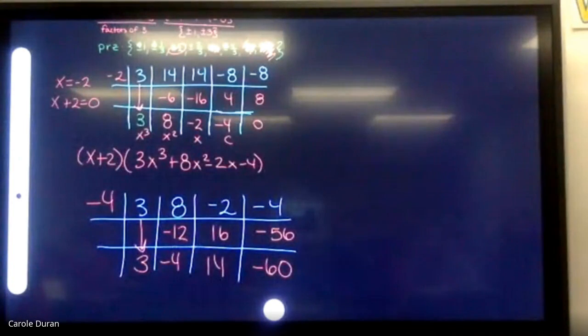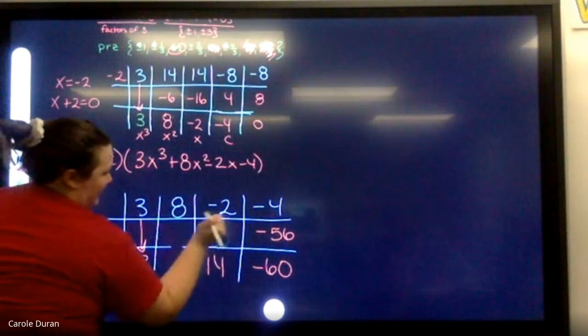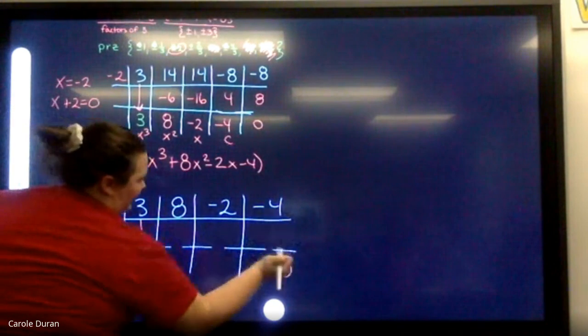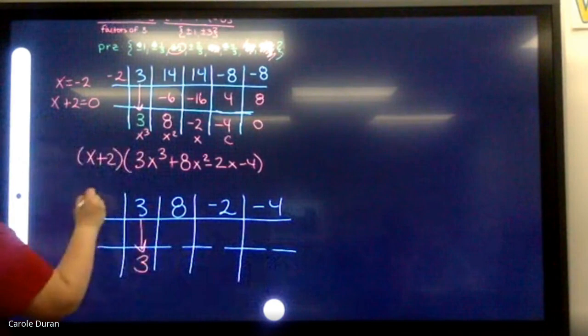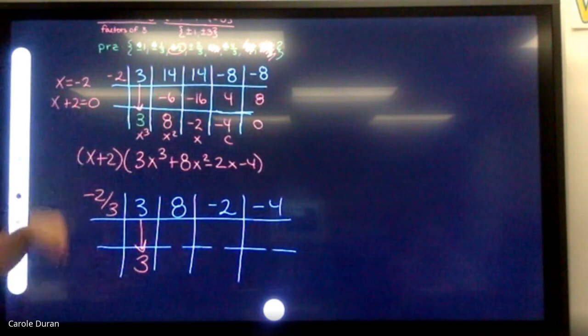Negative 1/3? Yeah. What if I said negative 2/3? Okay, let's try negative 2/3 just to see what works. It is good to test a fraction though. My favorite things are negative fractions. I bet they are. Okay, what's negative 3 times a negative 2/3?